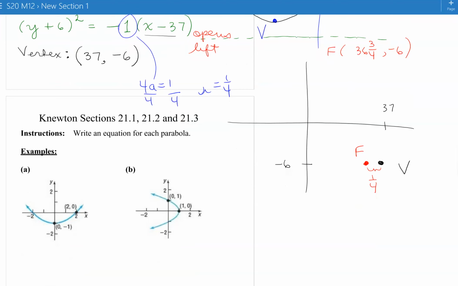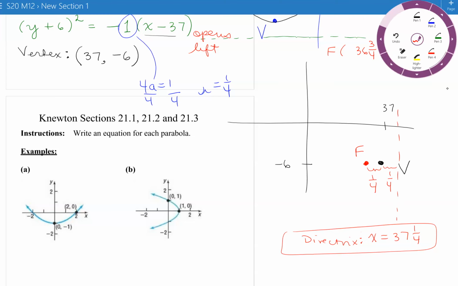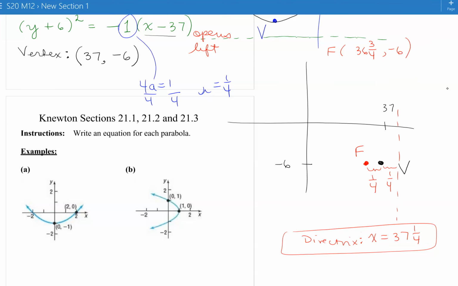Then our directrix is that same distance of 1/4 in the other direction. So my directrix is going to be x equals 37 1/4. Well, this is going to be one narrow parabola because at the focus, it only has a width of 1. So that means you go up a half and down a half. And this is a very narrow parabola.